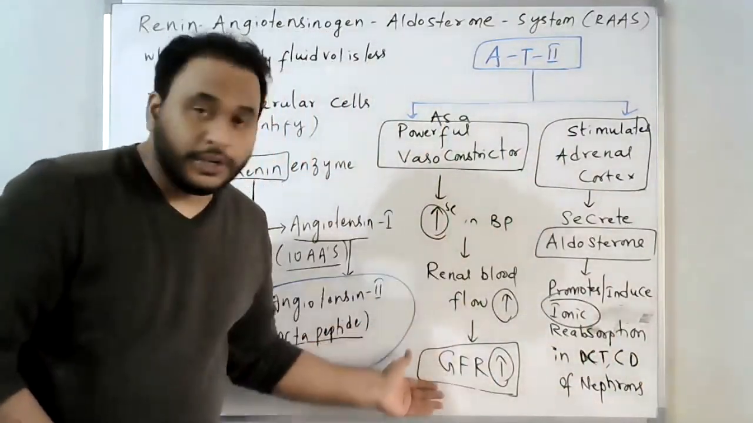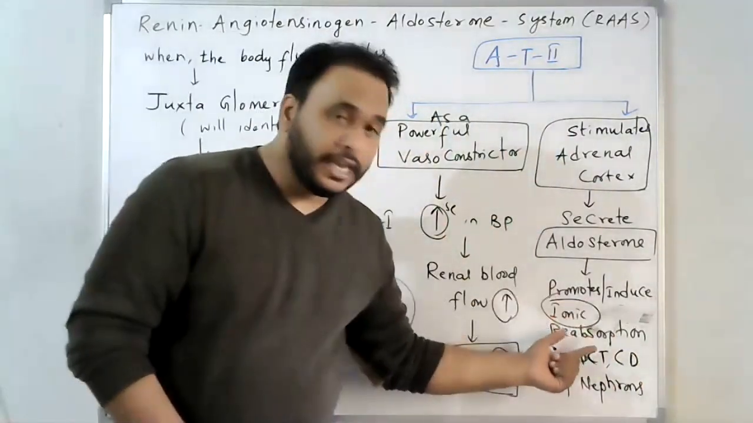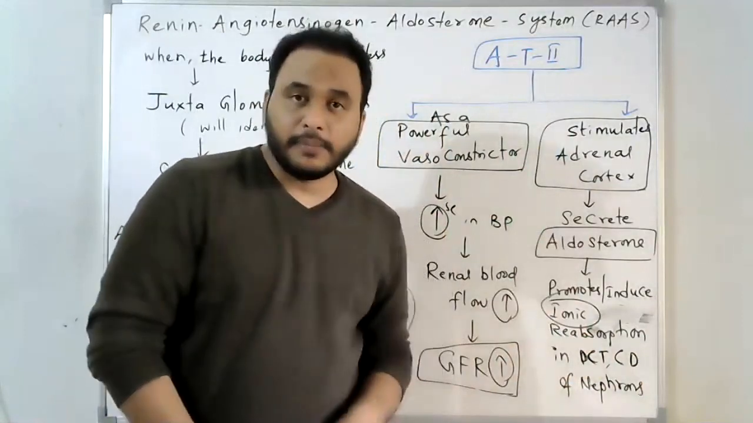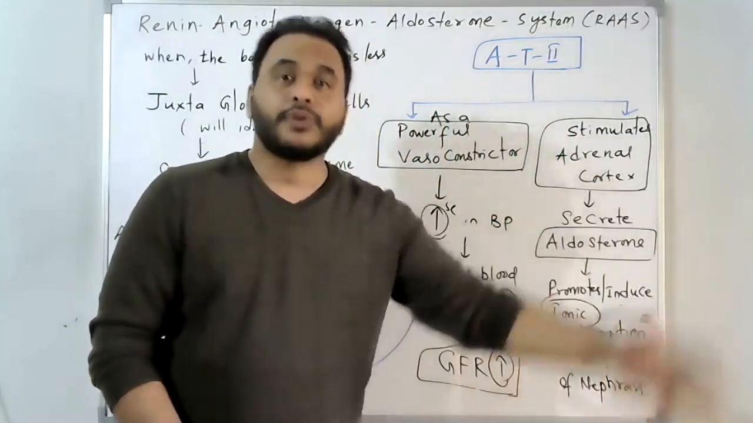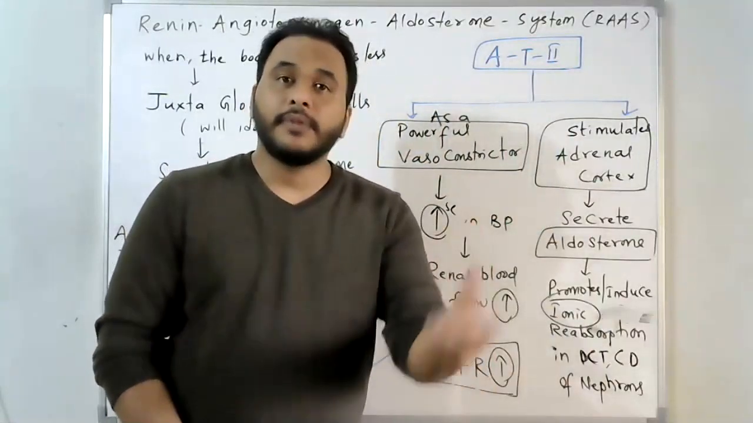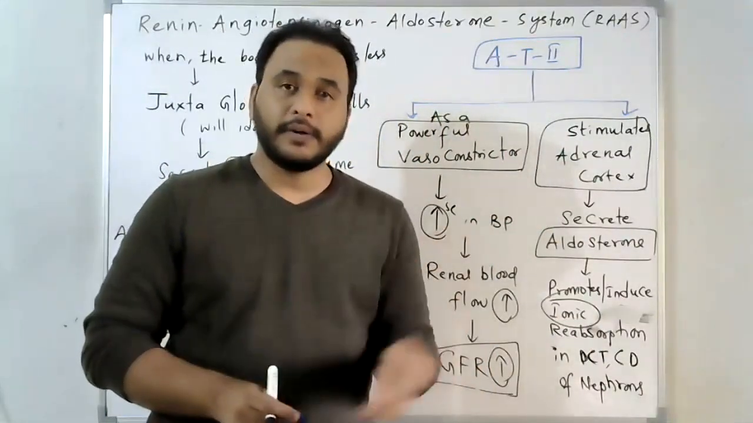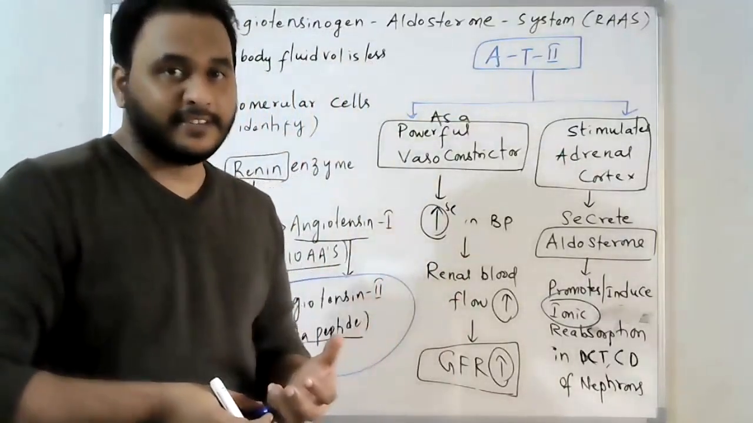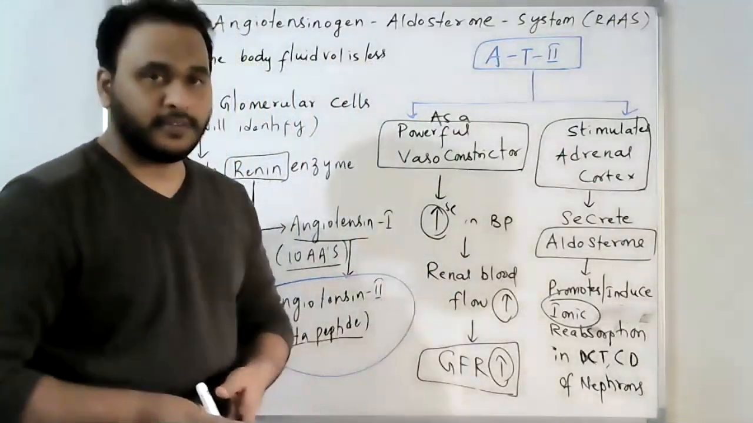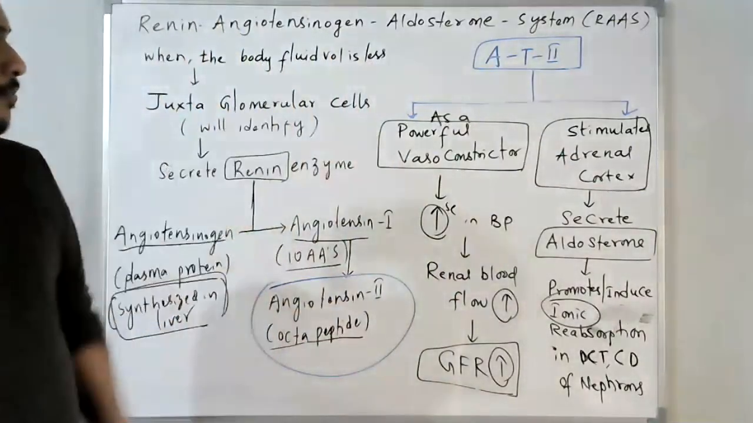So as ions are reabsorbed into the body from the nephric filtrate, even here also the glomerular filtration rate is increased, and moreover ions are being reabsorbed, so the nephric filtrate will become hypertonic. That means the urine will become hypertonic. That means the concentration of urine is increased because of these functions. So this is the entire RAAS mechanism.